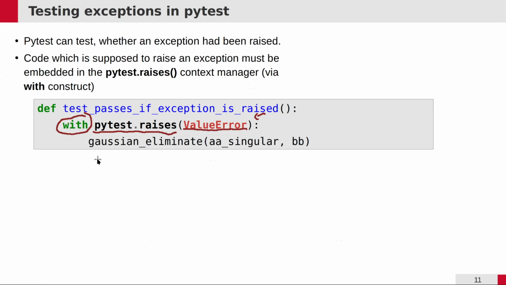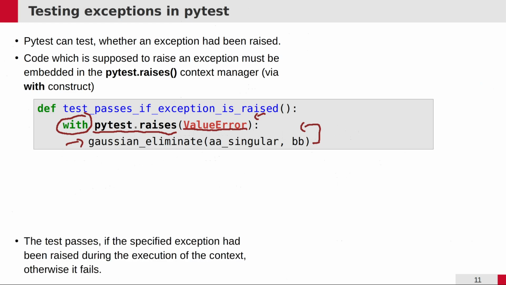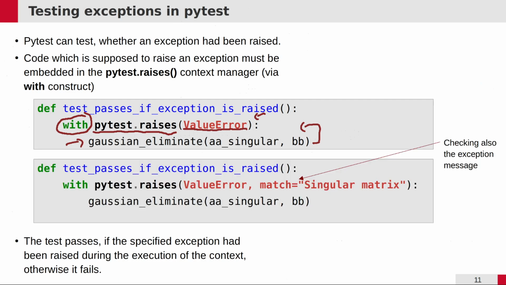Within this context block, indented within this block, we call, for example, our gaussian_eliminate routine. If this routine raises a ValueError exception, then that is caught here, and the test is considered successful. If the call to this function does not raise any exception, or does not raise the ValueError exception, then the test is considered failed. So basically it looks for a specific exception.